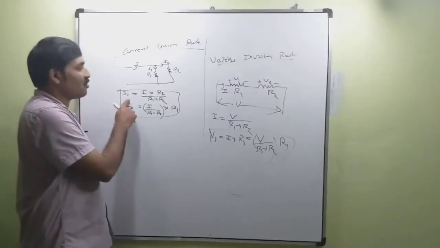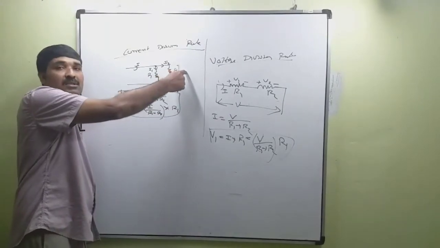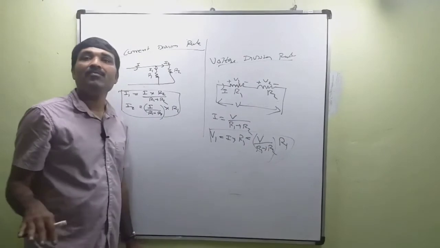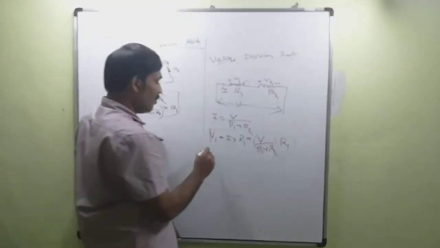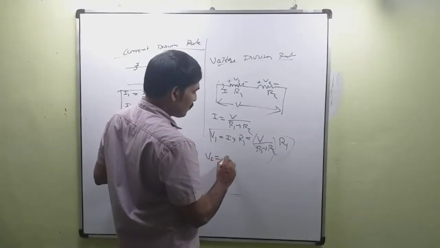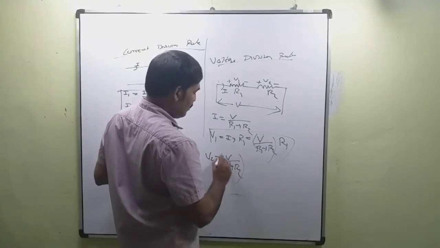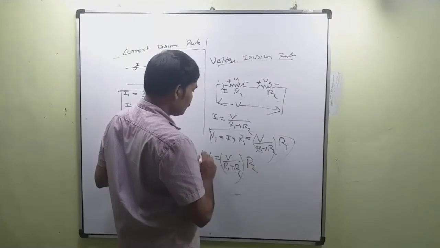Here in the current division rule, this is multiplied by the opposite resistance. Here this term is multiplied by the same value of the resistance. Now V2, similarly, V2 is equal to V divided by R1 plus R2 into R2.